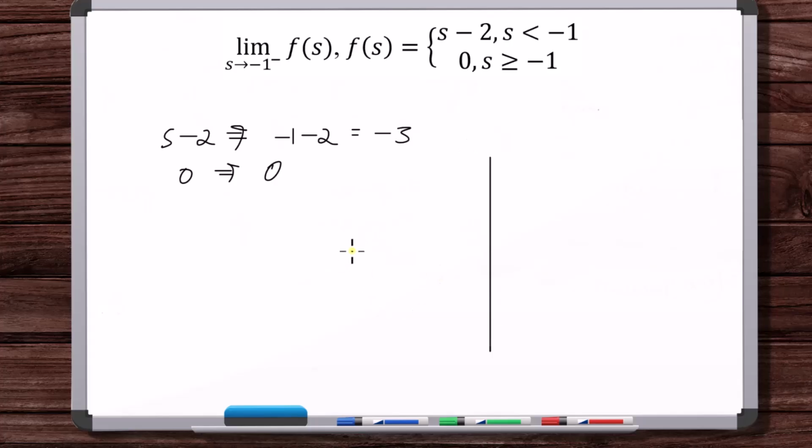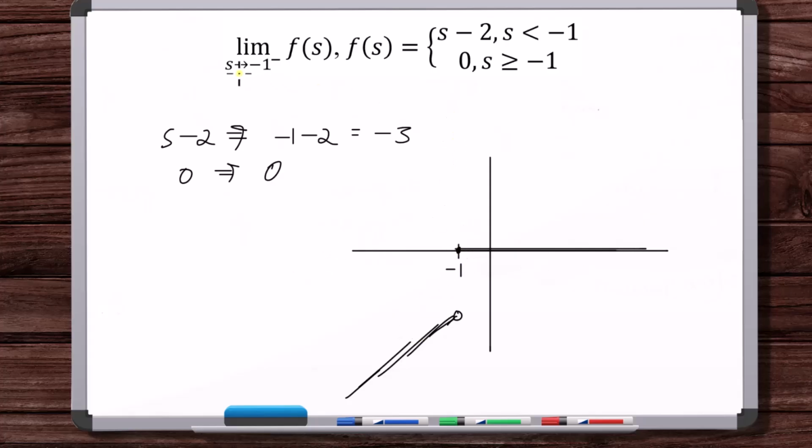When s is less than minus 1, the function is the line s minus 2. So s minus 2 has y-intercept minus 2 and slope 1. So it's like that, right? It would be starting here and just continuing down, but there's going to be an open circle here, and then when s is greater than or equal to minus 1, you just have the constant function. y is equal to 0. So you have a jump discontinuity, right?